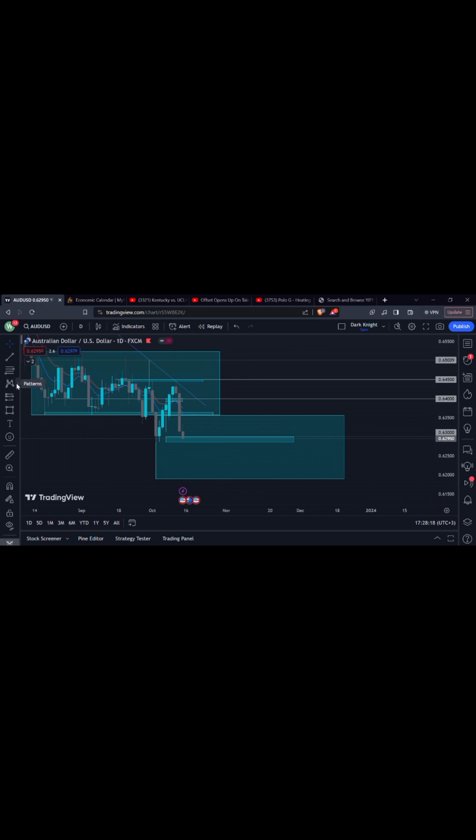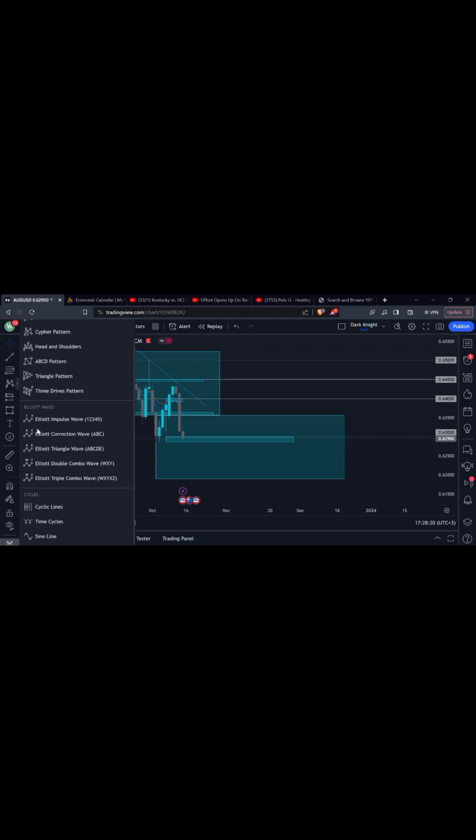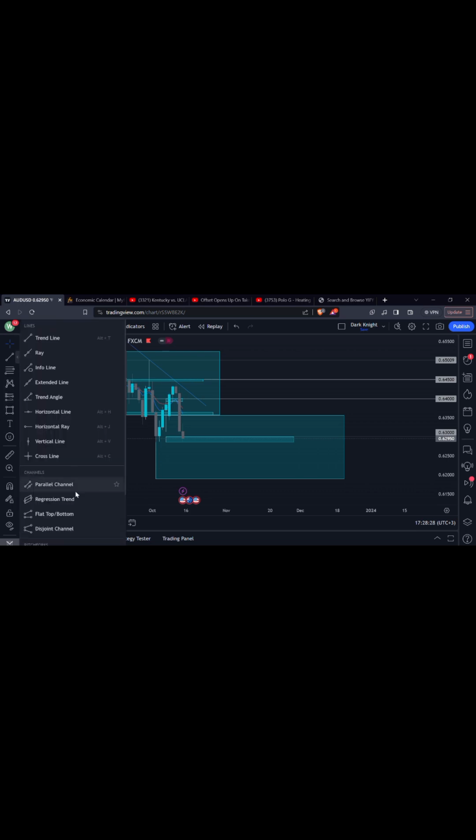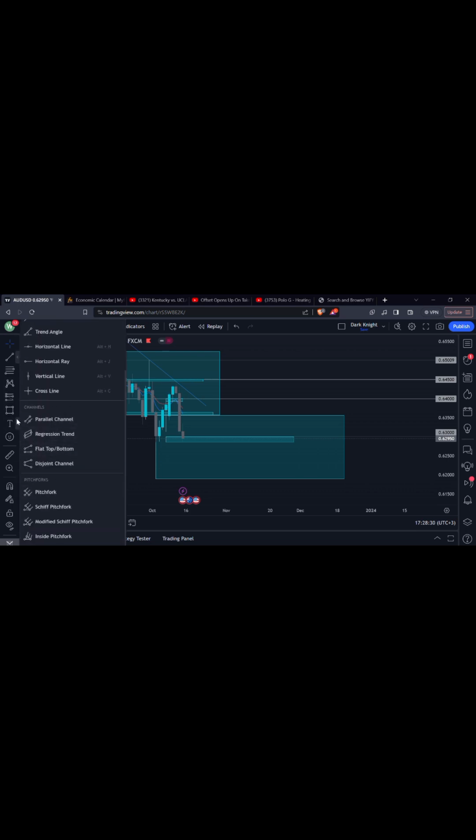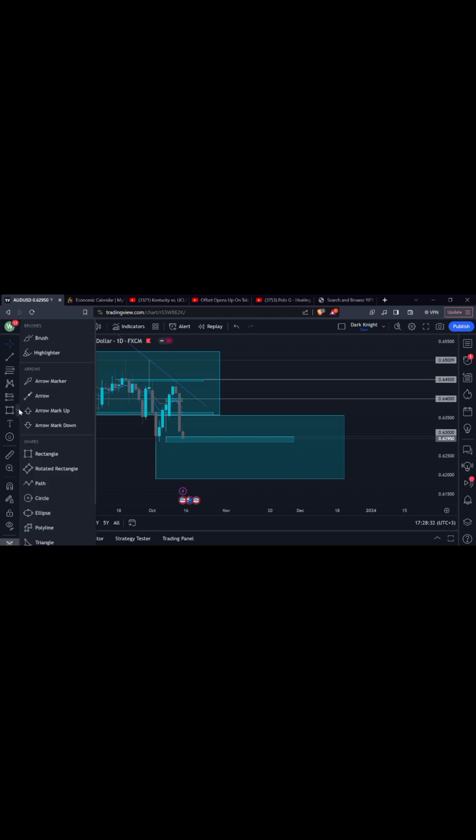Let me give you guys another pattern. Okay. Where is it? Okay, I don't even know where that tool is. Yeah, the path. Got it.